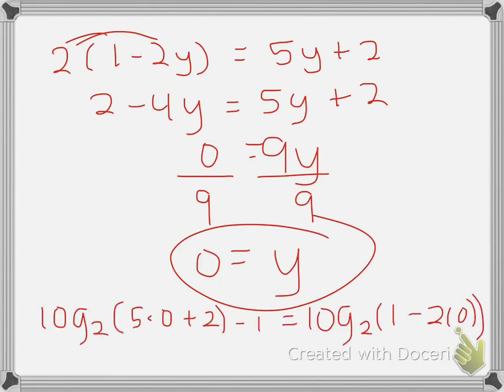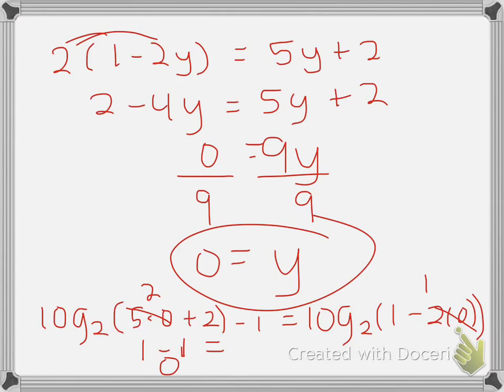Okay, so I've rewritten it with 0 plugged in. This would be 5 times 0, which would be 0. 0 plus 2 is 2. So on the left, you'd have log base 2 of 2. You can actually find a value of that. Log base 2 of 2 is 1, because 2 to the 1 power is 2. So 1 minus 1 on the left is what I have, which is 0. Over on the other side, I have 1 minus 2 times 0, which is going to be 1, since 2 times 0 is 0. All right, so on the other side, we have 2 log base 2 of 1.